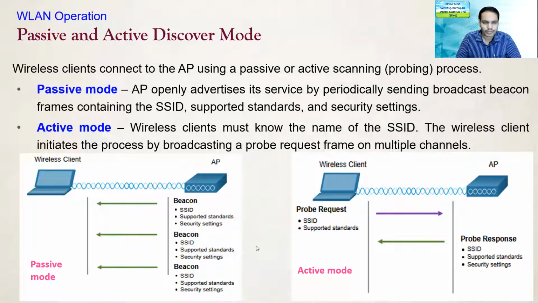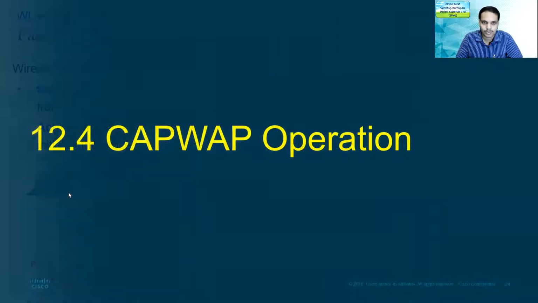By using either of these modes, a wireless client can associate itself with the access point. First it discovers, then communicates, authenticates, and then has the association. So what is this CAPWAP operation? Why is it required?